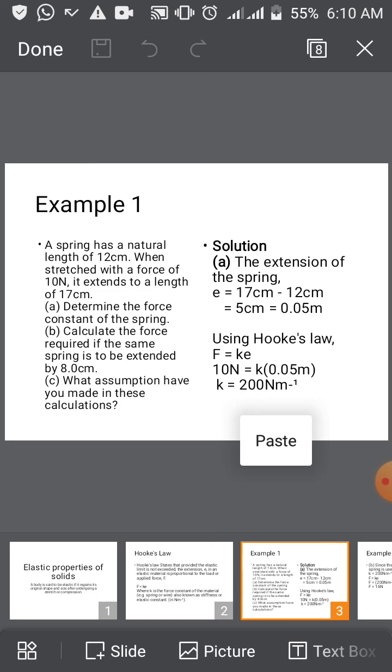Using Hooke's law, which says that F is equal to force constant times extension. From the question, the force is 10 Newton and the extension is 0.05 meters. We are to look for K, which is the force constant. When you divide 10 Newton by 0.05 meters, you will have K equal to 200 Newton per meter.